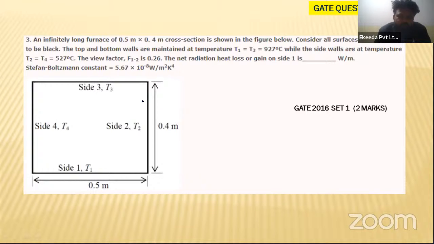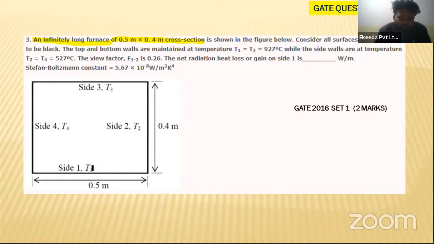So let us see this question. All students, please focus on the question. Let us see what he is asking. They have given an infinitely long furnace of 0.5 by 0.4 by 0.4 cross section. So the cross section they have given.